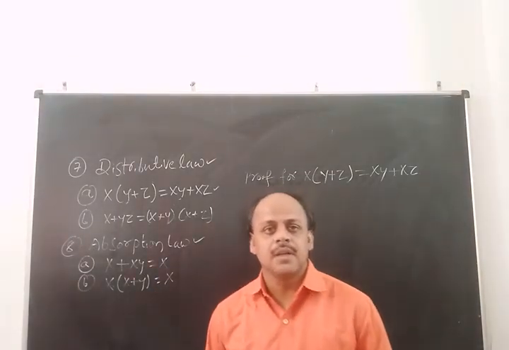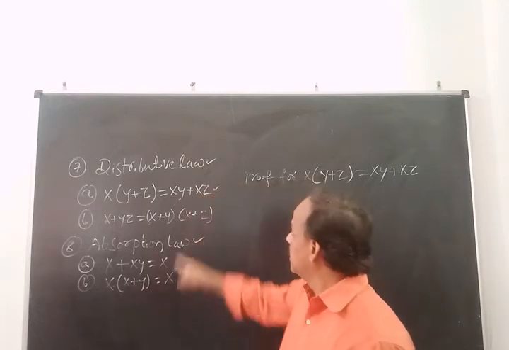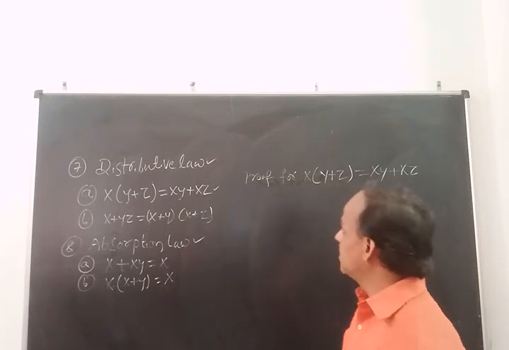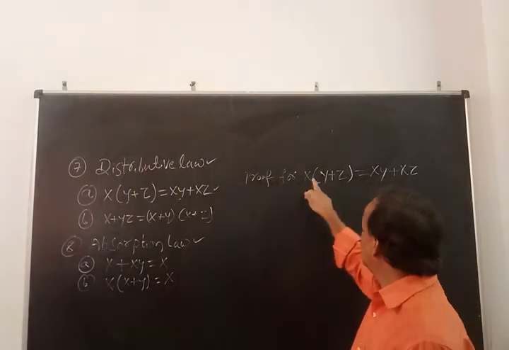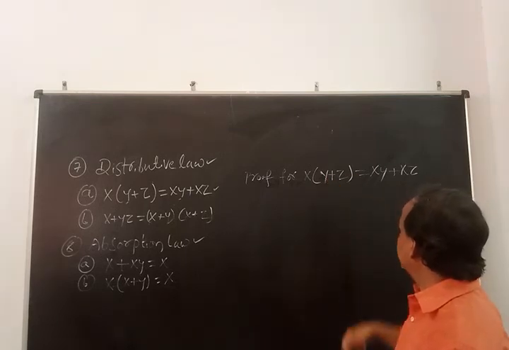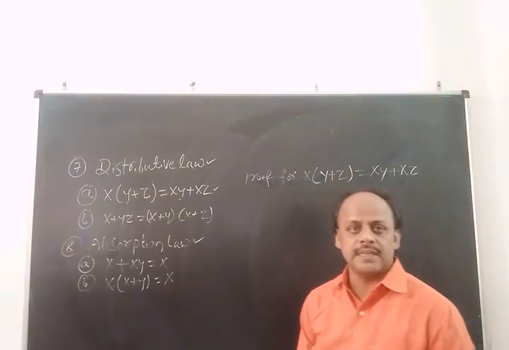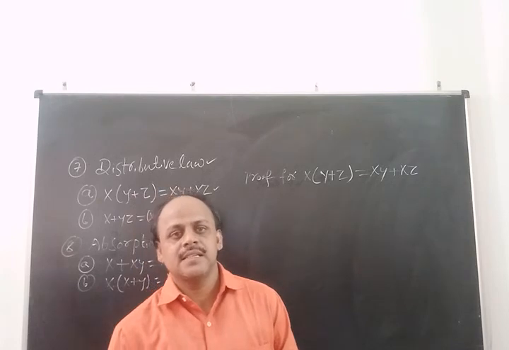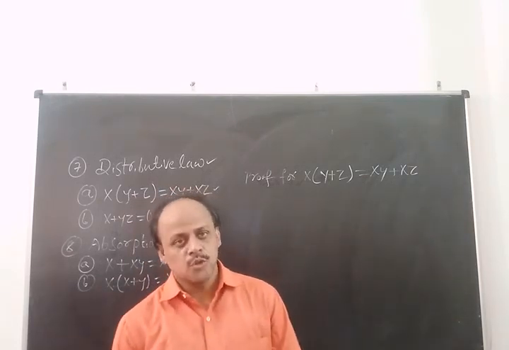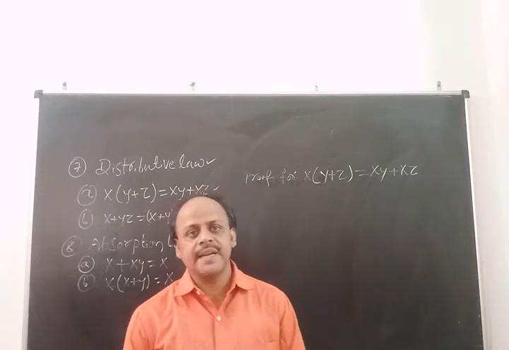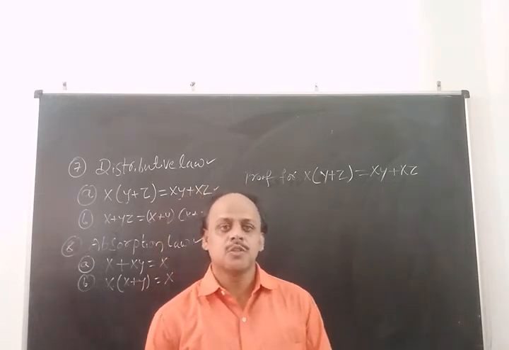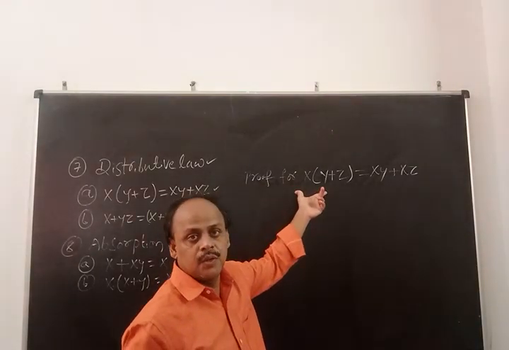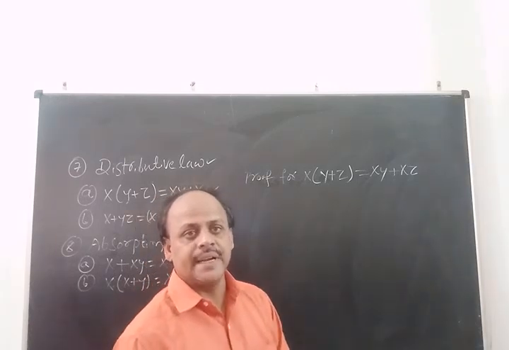So in this class let us see how to prove this distributive law and absorption law. So let us consider first distributive law, that is x into bracket of y plus z can be written as x into y plus x into z. As we discussed in the last class, we can prove these laws in two ways. First one is proof by perfect induction method. Second one is using truth table. So here now I am going to prove this law using proof by perfect induction method.